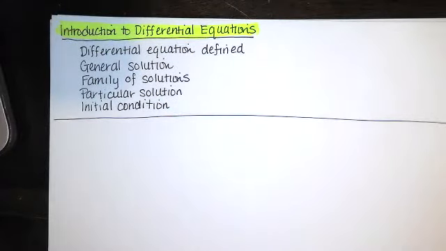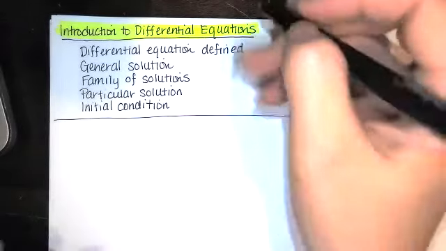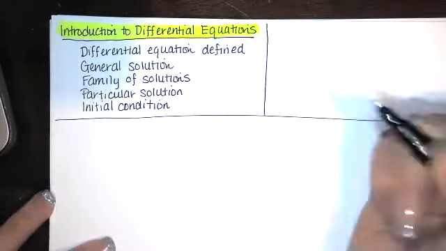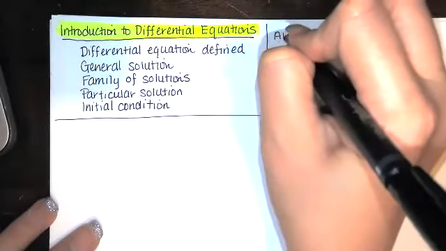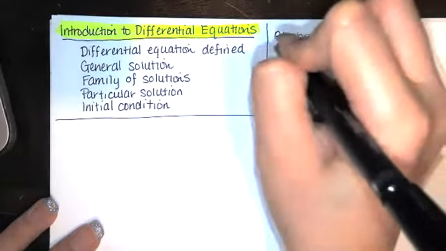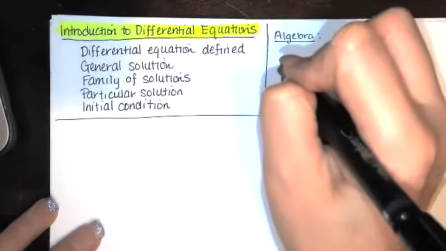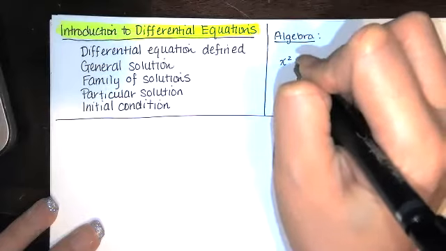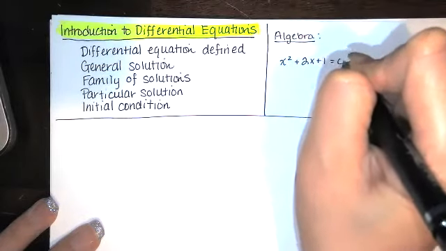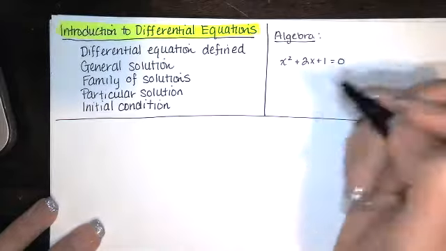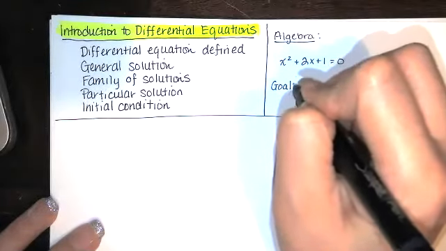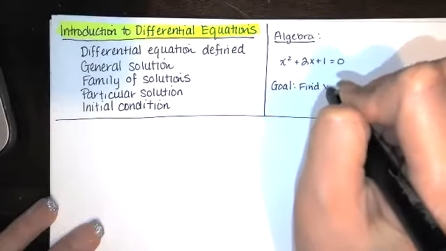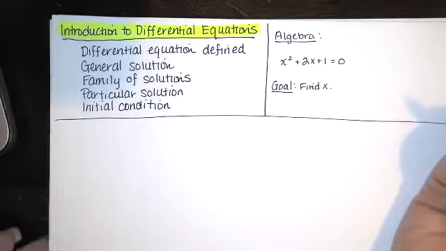If you know how to take derivatives and you understand what an antiderivative is, you understand the idea of solving a differential equation. So here's just something for contrast. In algebra class, we often posed problems like this. We said, here's x squared plus 2x plus 1, and that's equal to 0. And your goal is to find x. Find a value of x that makes this equation true.